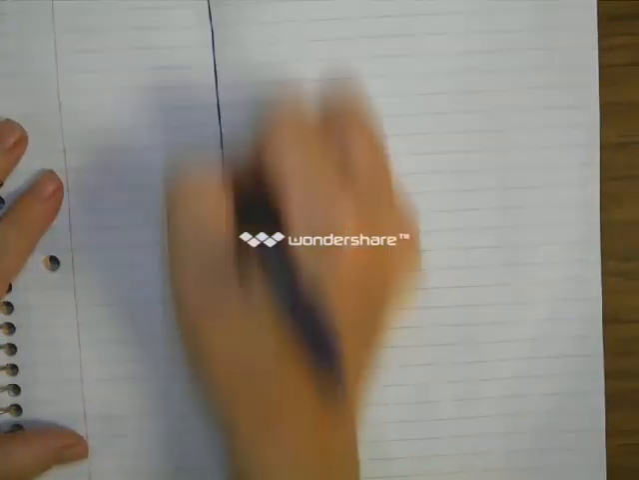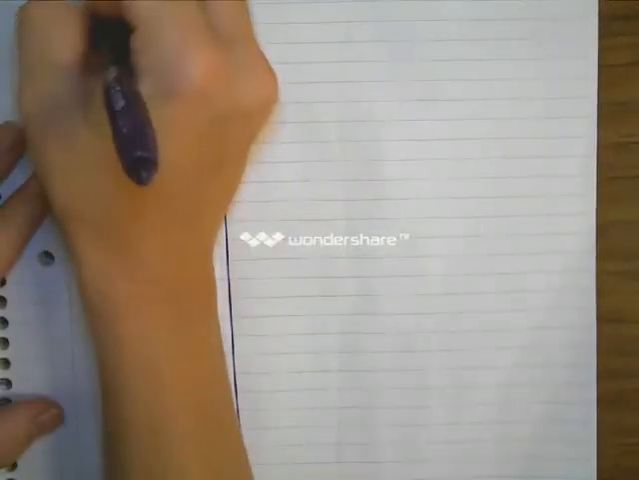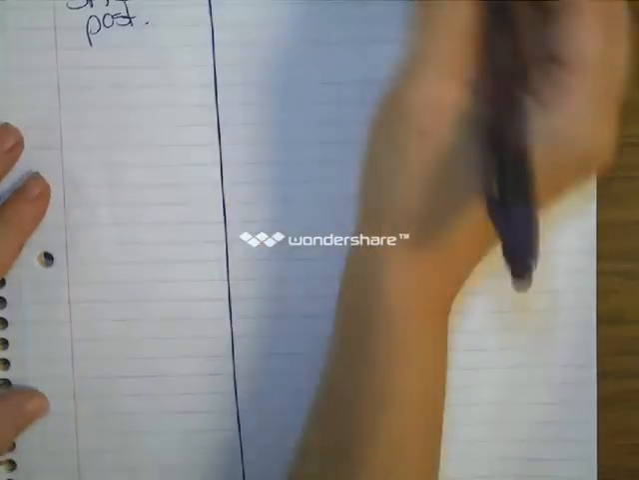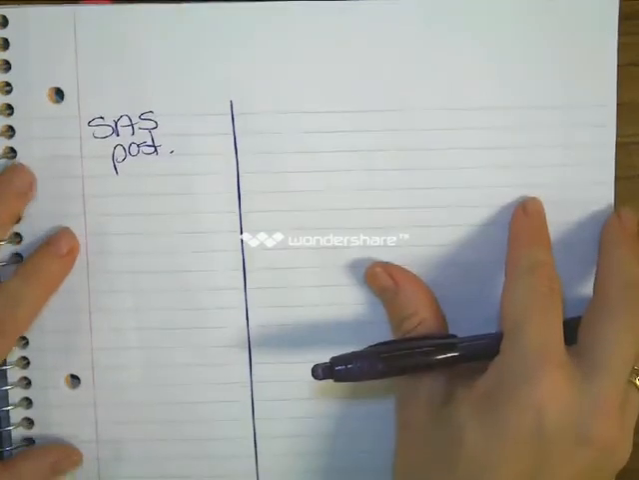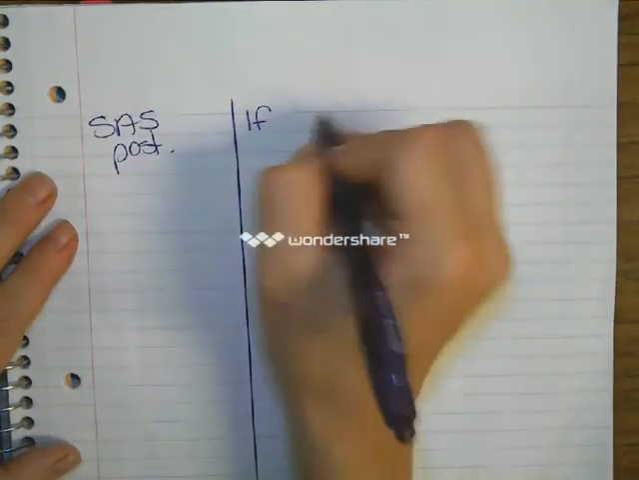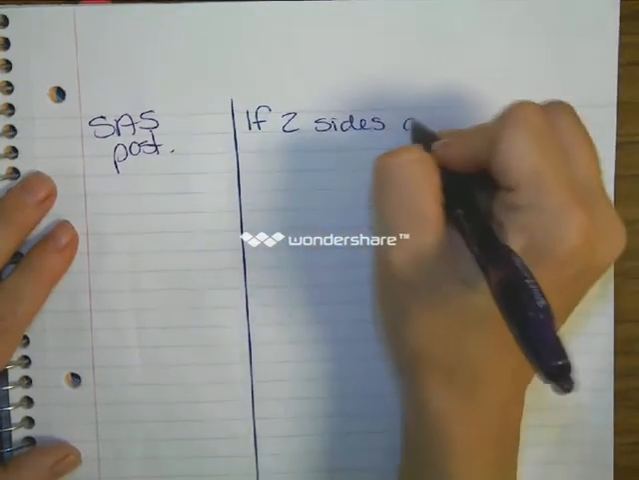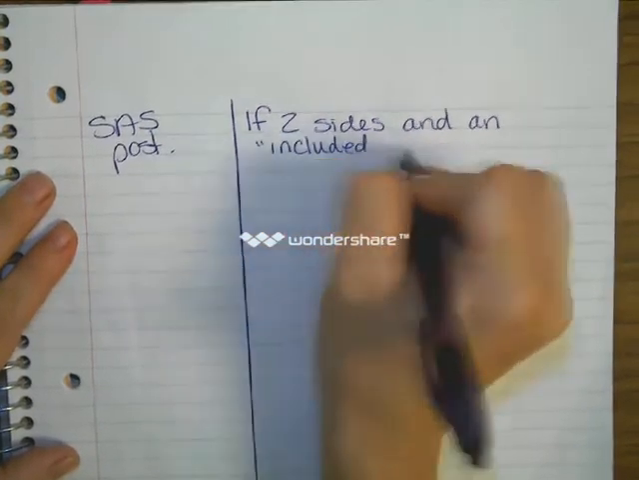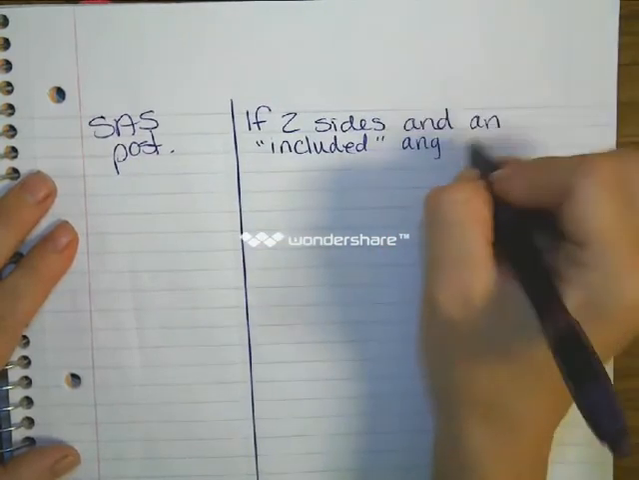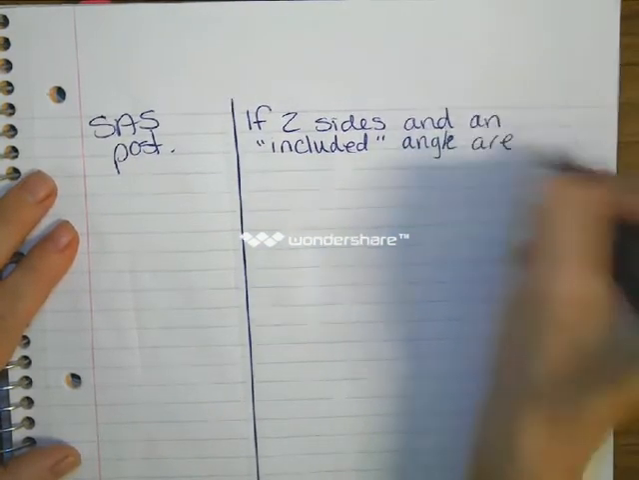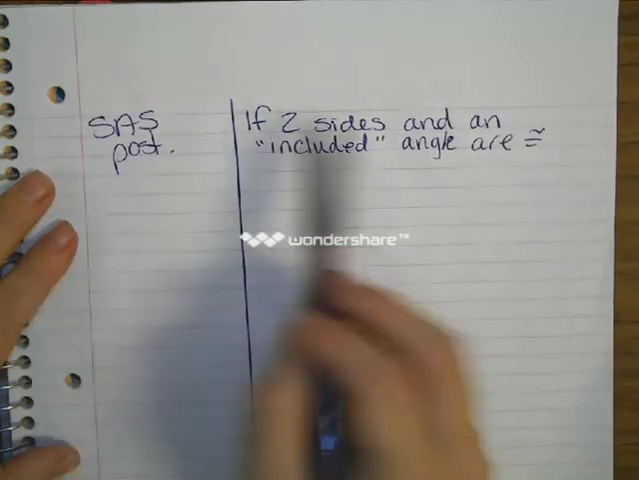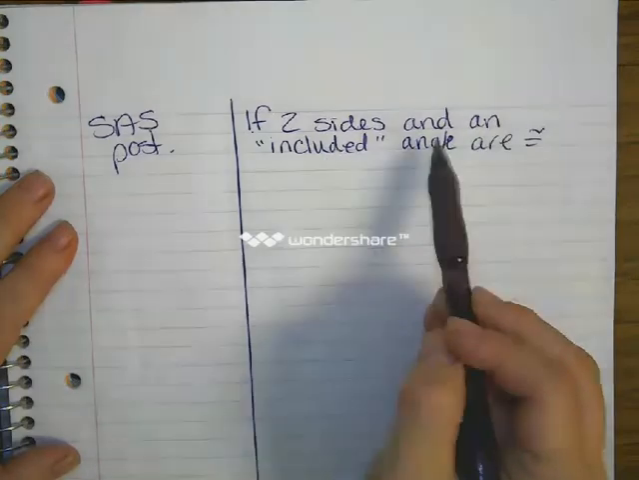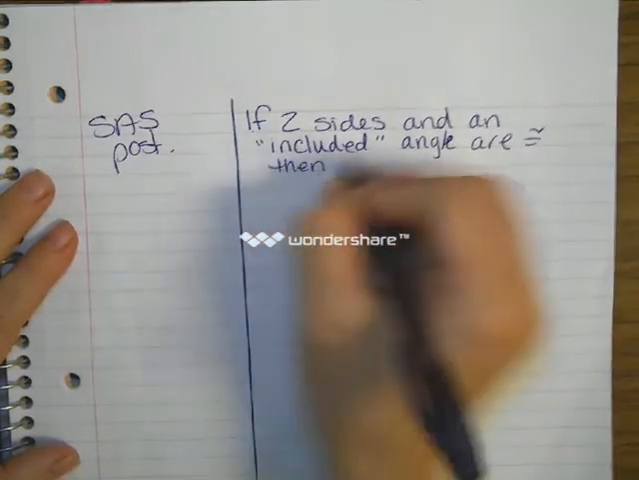Alright, the SAS postulate. The SAS postulate says if 2 sides and an included angle are congruent, then the triangles are congruent. Alright, so in this one we don't need all 3 sides, we just need 2 sides and 1 angle.